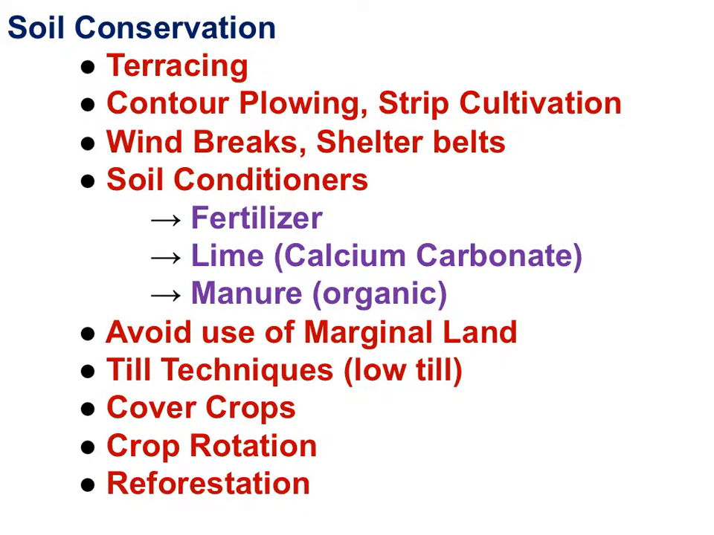Here is a list of soil conservation measures, and in this movie I will explain terracing, contour plowing along with strip cultivation, windbreaks and shelter belts, and soil conditioners including fertilizers, lime, which is calcium carbonate, and manure, an organic conditioner. Now in part 5 of this series, the next movie, I will explain the technique of avoiding the use of marginal land. I will also go on to explain some tillage techniques, use of cover crops, crop rotation, and reforestation. Now, I will work to evaluate each technique, providing both strengths and weaknesses.